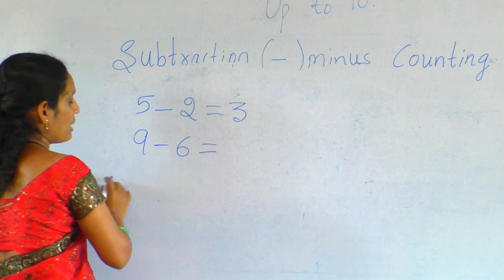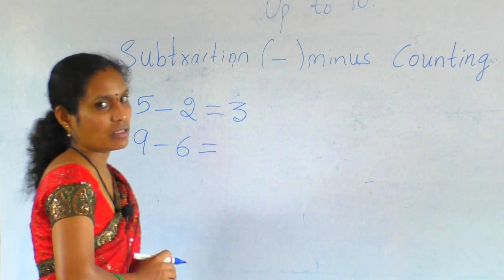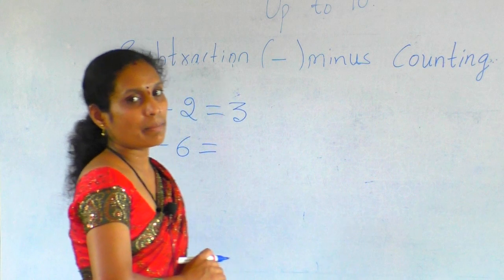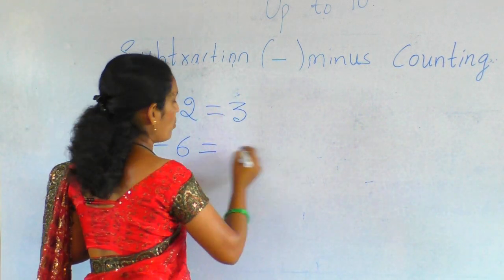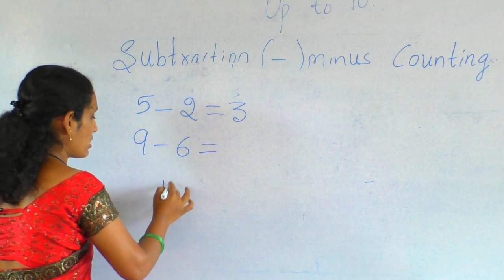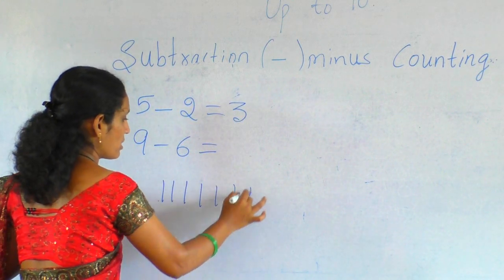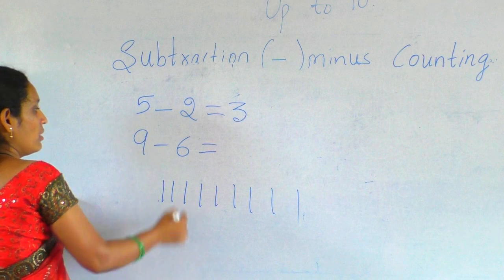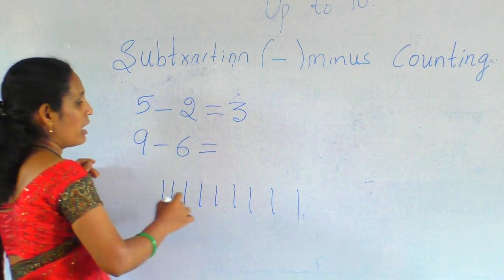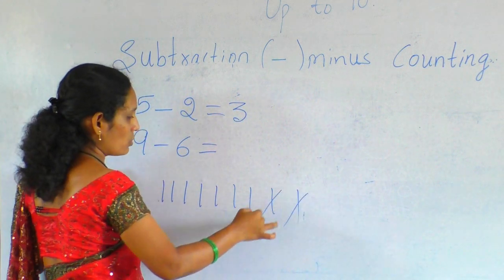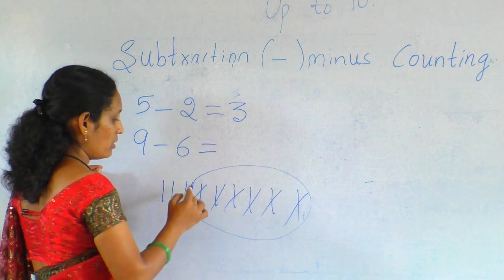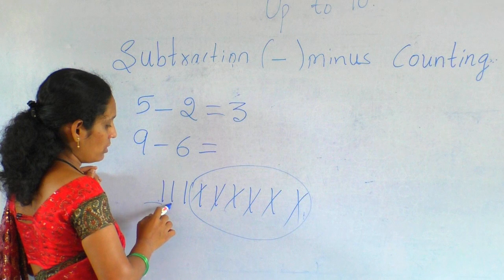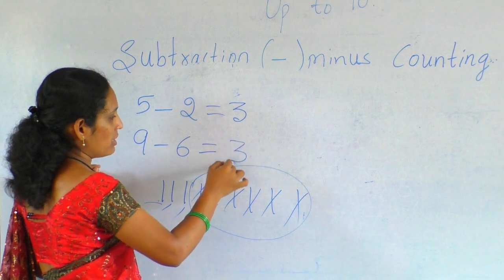Next is 9 minus 6. I am just taking examples. 9 minus 6. If you find it difficult to count by fingers, then you take strikes. See, 9 means I am drawing here 9 strikes: 1, 2, 3, 4, 5, 6, 7, 8, 9. Minus 6 means I will strike out 6 lines: 1, 2, 3, 4, 5, 6. Then the remaining are 1, 2, 3. 3 lines.